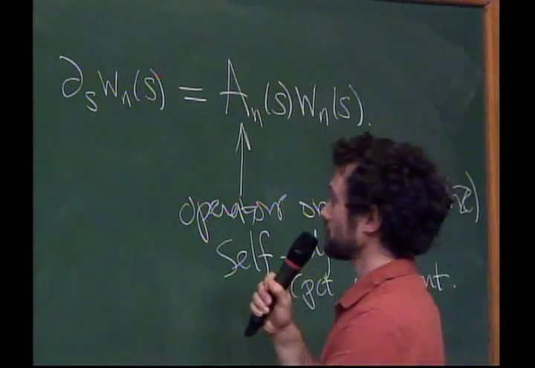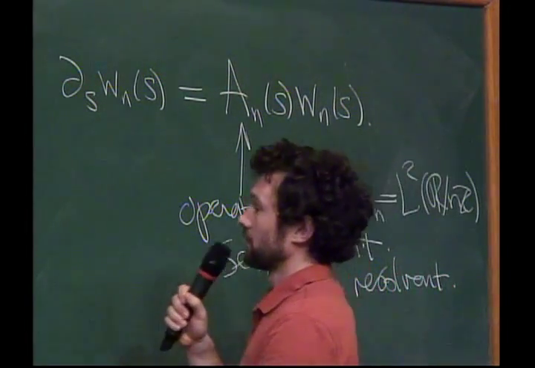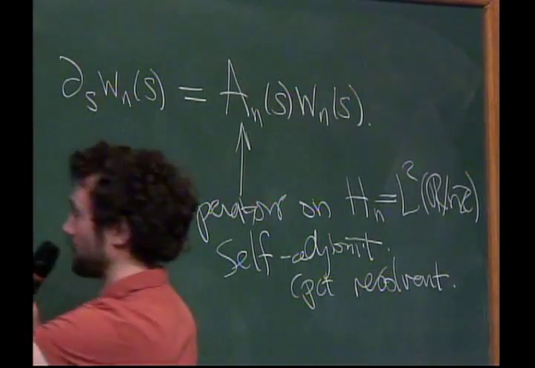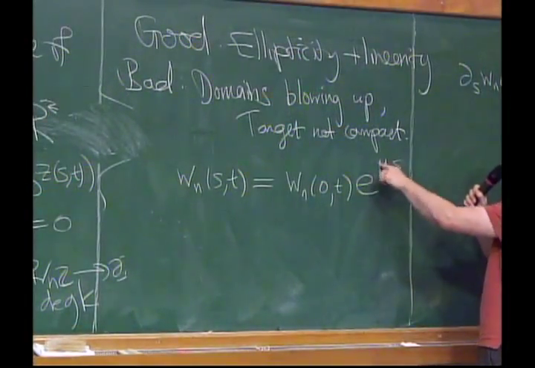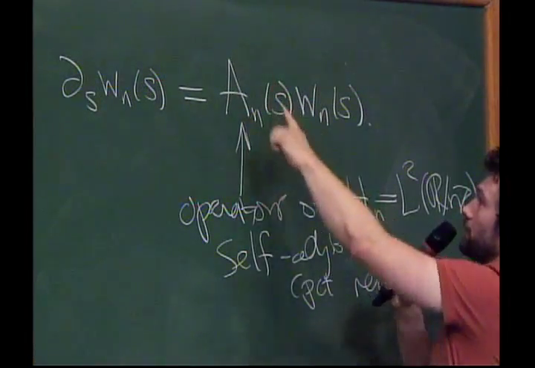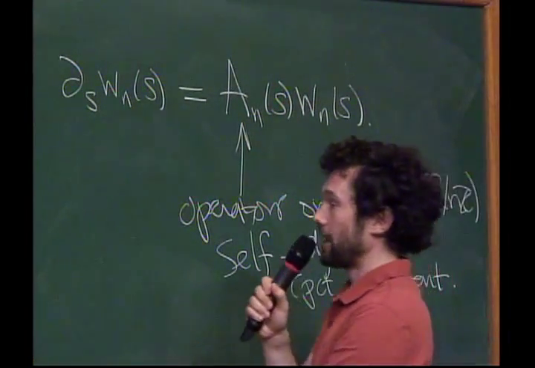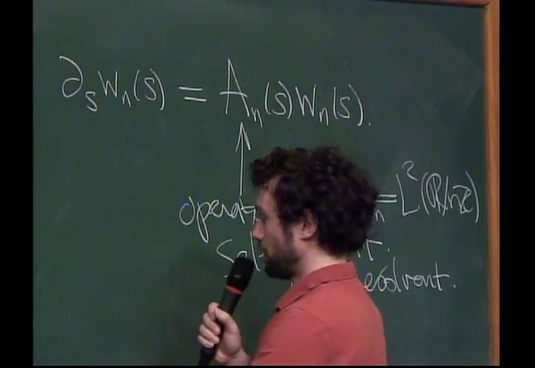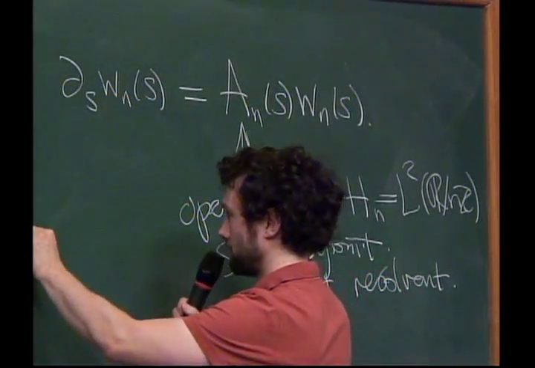Otherwise, you would end up with this, and mu n would now be some eigenvalue of this constant operator if it didn't depend on s. But instead we don't have that, so instead one has the following picture.